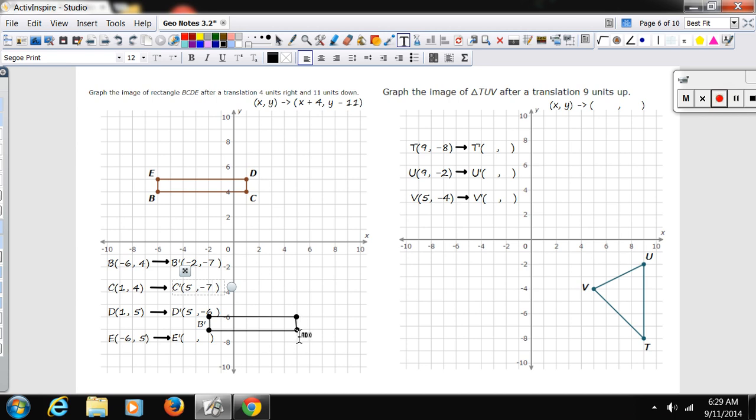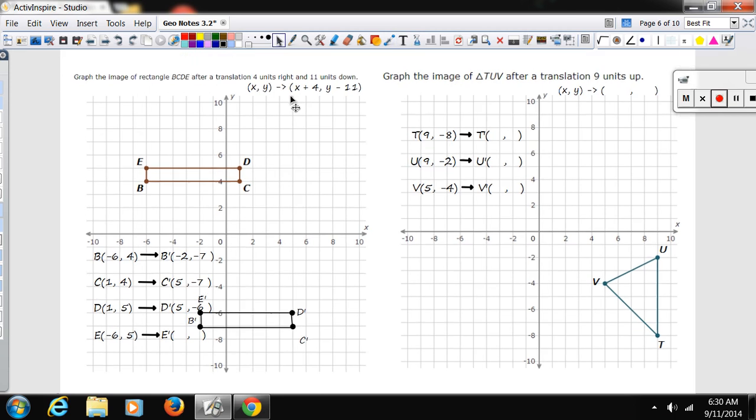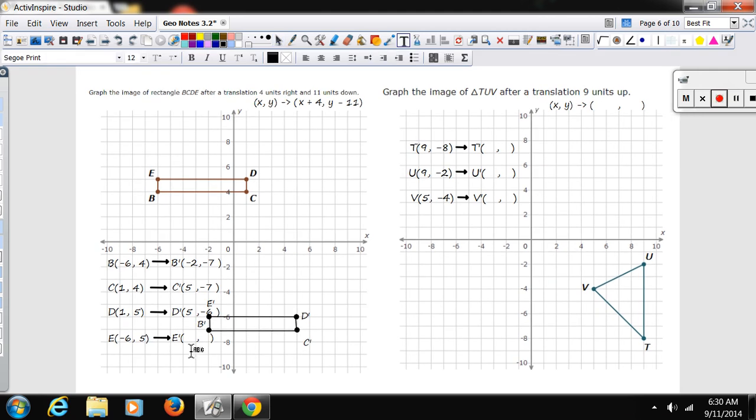So that's this point way down here, C prime. And then you've got D prime right here. And B prime was down here, so this is going to be E prime up top. Right over my points, sorry about that. That would be a translation, 4 units to the right and 11 units down. And that was our rule. E prime we know is the point negative 2, negative 6. So negative 2.